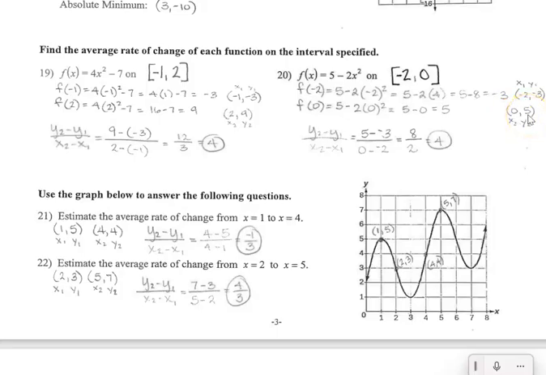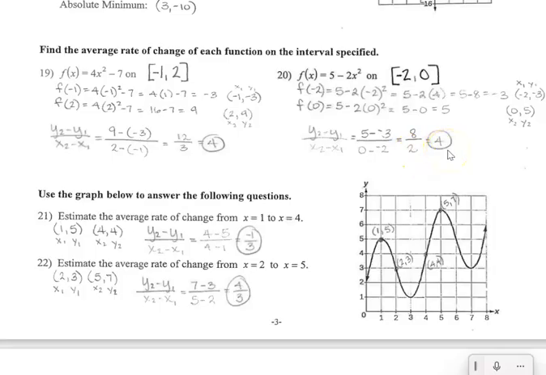That's my second point. So I'm going to call this x1, y1, and this x2, y2. So y2 minus y1 would be 5 minus -3. And x2 minus x1 would be 0 minus -2. So that would give us 8 over 2, or 4.